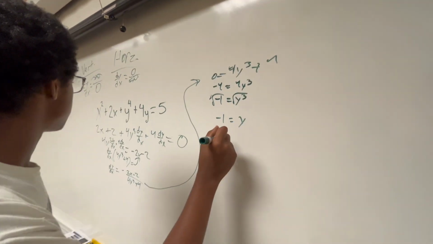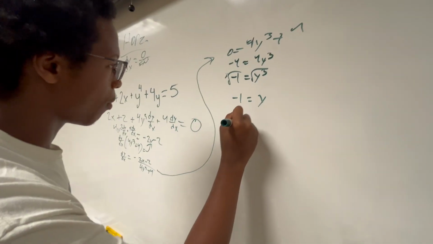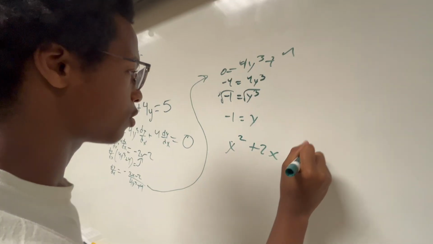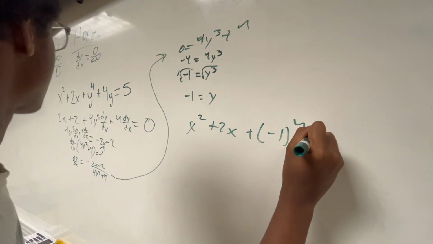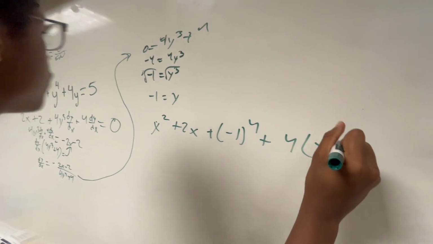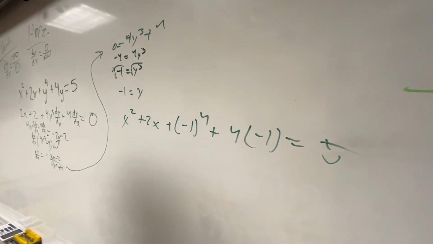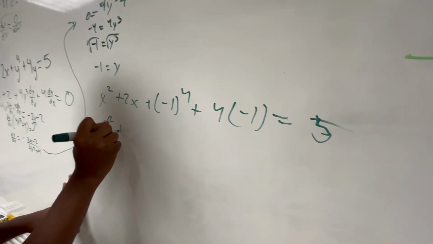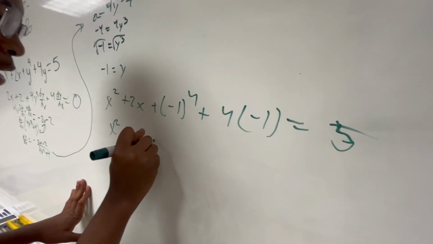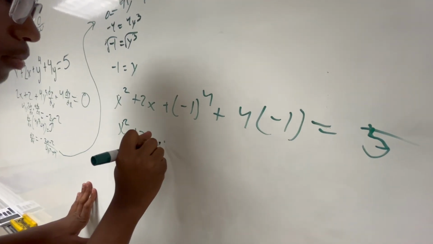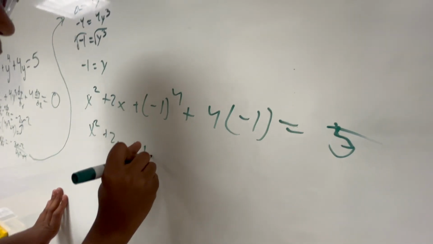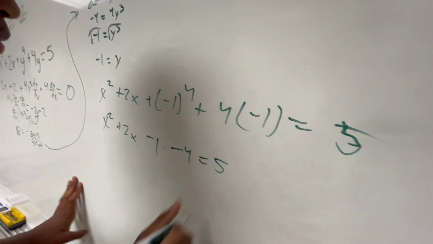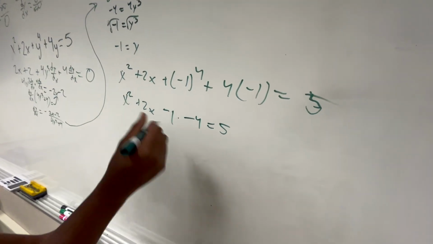So plug it in: x squared plus 2x plus (negative 1) to the 4th plus 4 times negative 1 equals 5. Basically what you're going to have here is x squared plus 2x plus 1, my bad, and minus 4 is equal to 5.